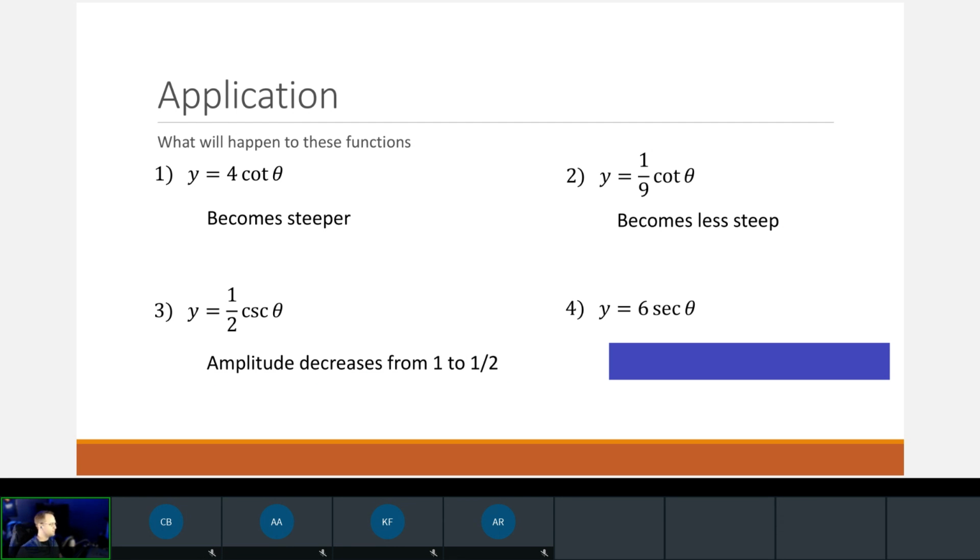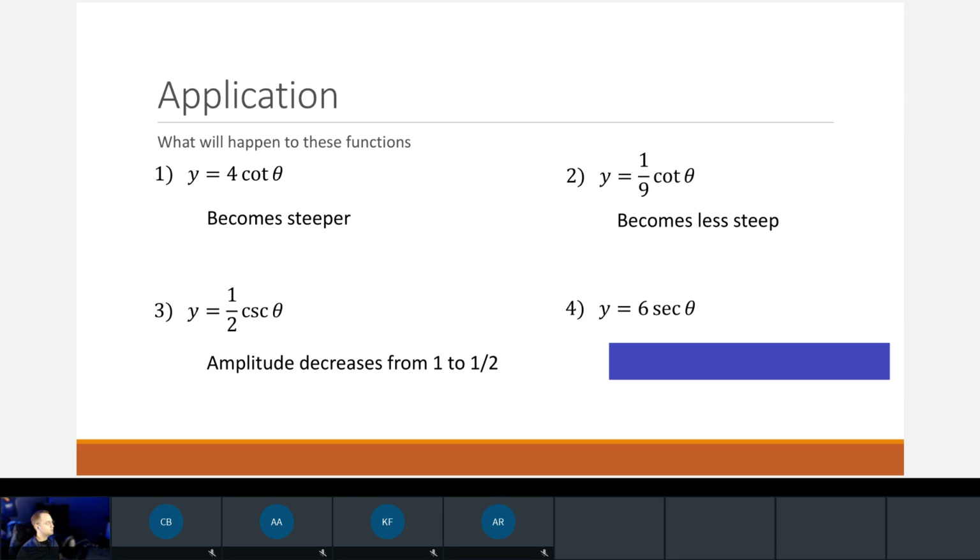I think I just wrote exactly what happens. Amplitude decreases from 1 to a half. So again, it shrinks vertically, it compresses, amplitude decreases. On your quiz, on your test, it's going to be very specific on the wording. It might even be drag and drop or a pull down. But all those mean the same thing.